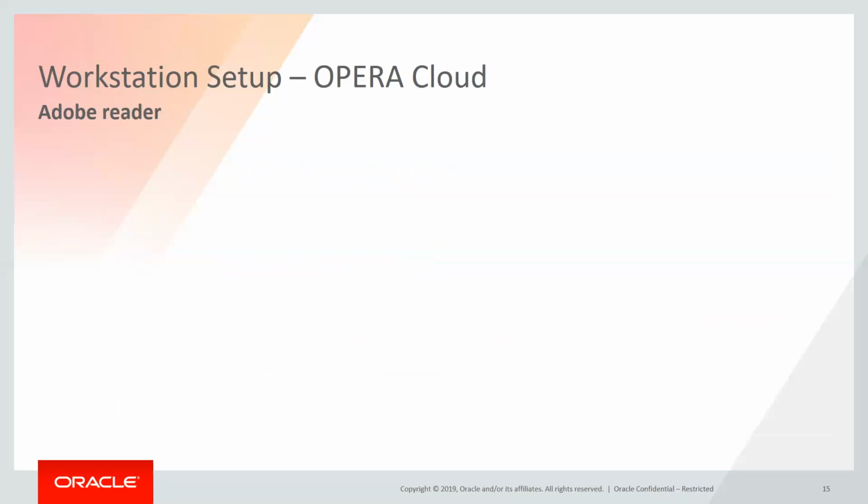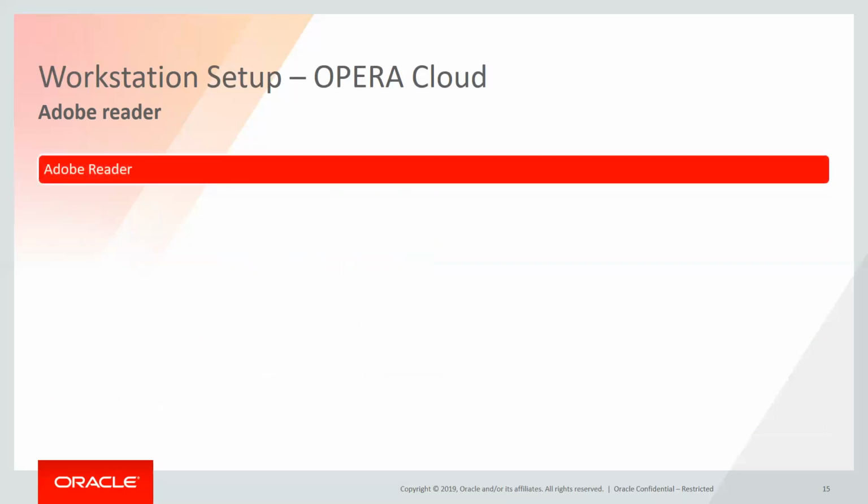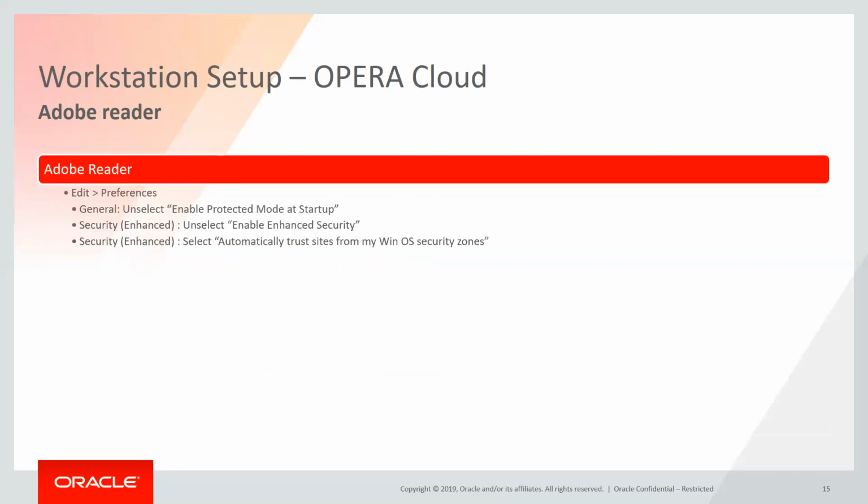Now, as I said before, we do not have to install any client-side applications. So the next and final step for setting up is just the Adobe Reader. This will be to preview our reports without any issues. The settings are the ones previously mentioned for Opera version 5. So in the preferences, we will enable protected mode at startup, unselect enable enhanced security, and select automatically trust sites from my Windows OS security zones.